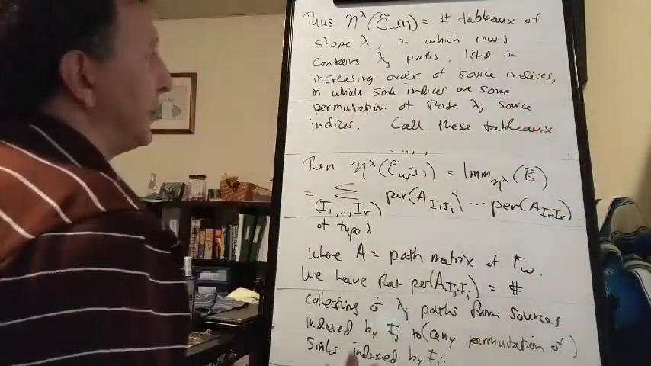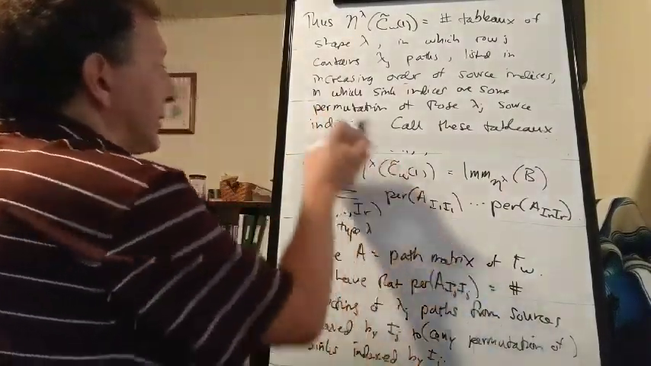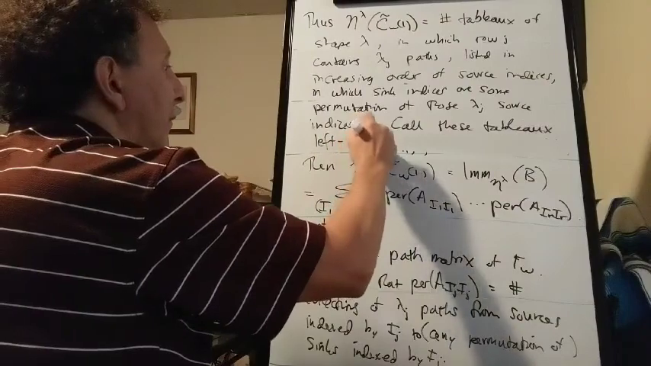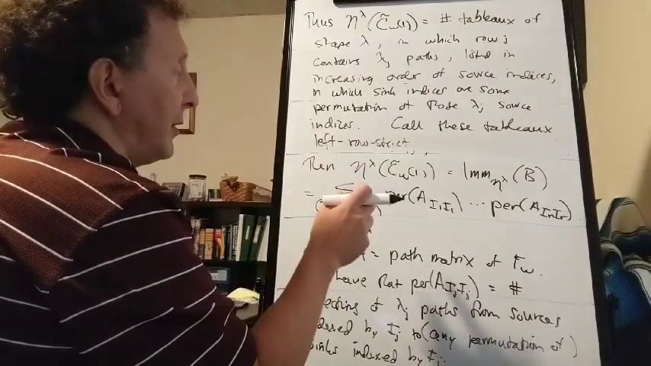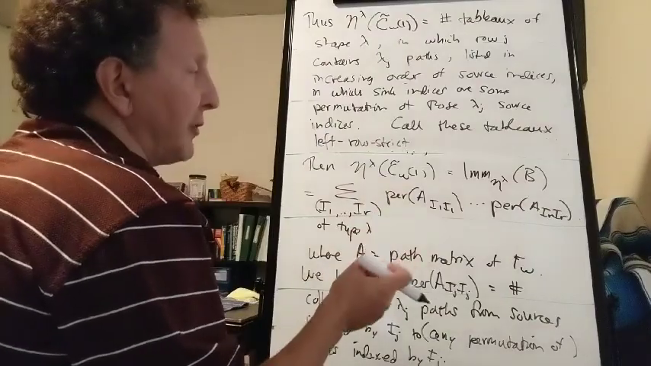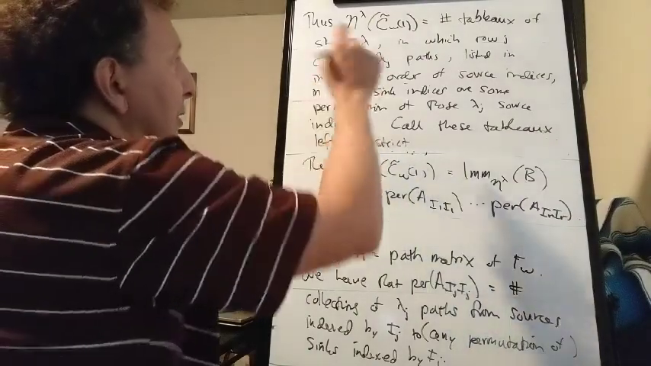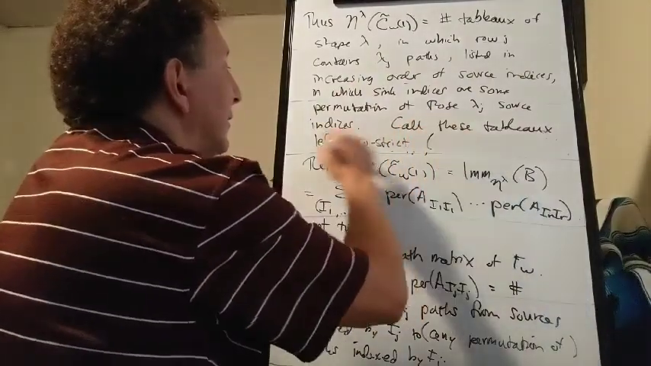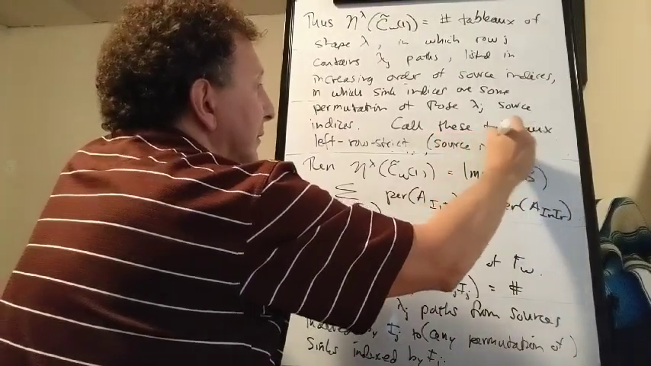So let's call these tableaux left row strict. Because every path has a source index and a sink index. And the source index, if we wrote the two indices, the one on the left, the source indices would be increasing just because we're listing them in increasing order. So left row strict means that source indices increase.